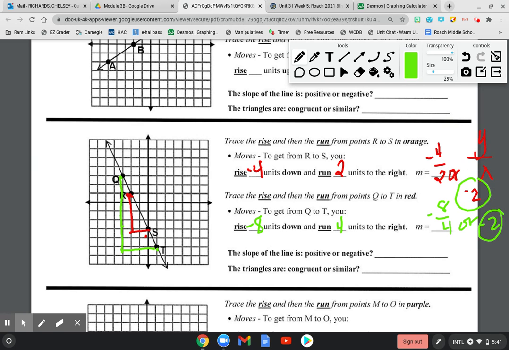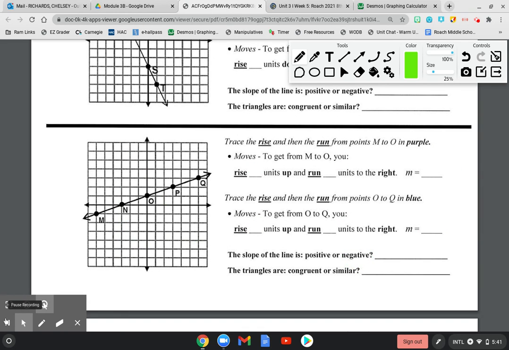And if you notice, these are the same. Even though their fractions were not the same, the triangles aren't congruent, they are similar because they have that same scale factor. So they are similar. Is the slope negative or positive? It's negative. You can even see it's a decreasing line, so that means it's negative.